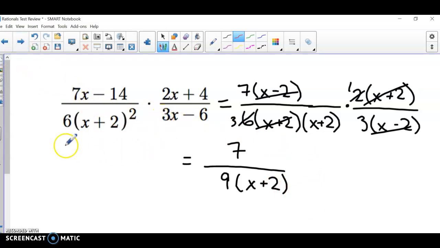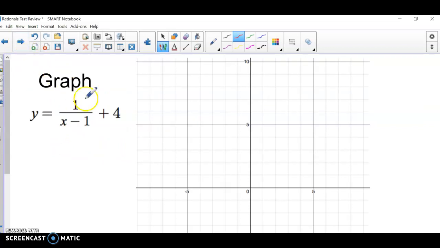So with that one, hopefully this multiplication stuff is getting easier. Okay, now we have a graphing problem. This is a throwback all the way to the beginning of this type of unit. This is my rational function. So I've got y equals 1 over x minus 1 plus 4.